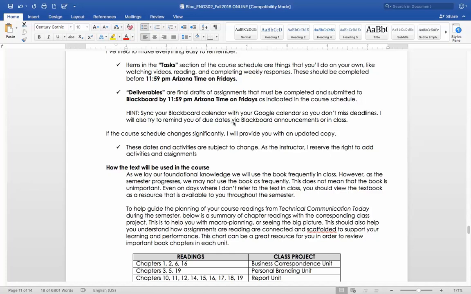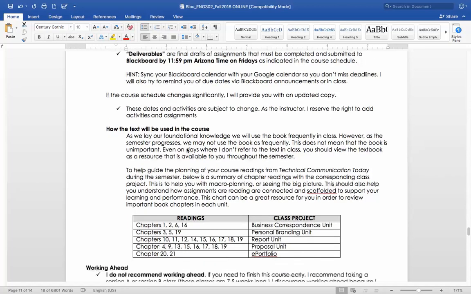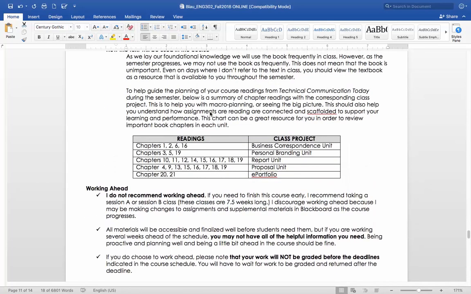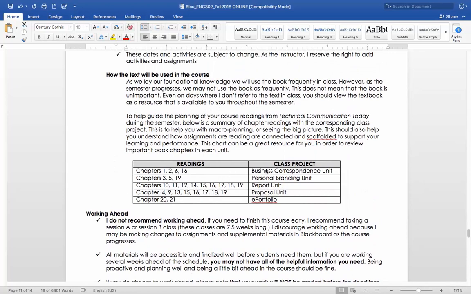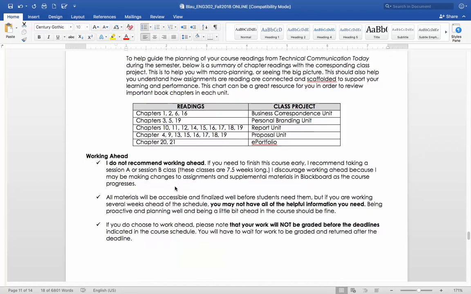You want to make sure that you keep your due dates organized. So if you want to sync a Blackboard calendar with your Google Calendar, that's a great way to do things. I will try to remind you of due dates as much as I can in Blackboard announcements, but at the end of the day, it is your responsibility to make sure that you know when things are due and that you turn them in on time. Here's a note on how the text is used in the course and which chapters correspond to each unit if you want to use the textbook to its fullest, and make sure that you're using it as a resource.